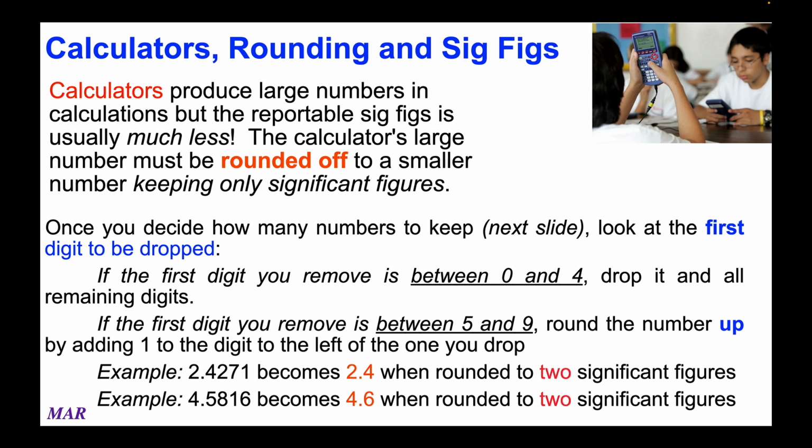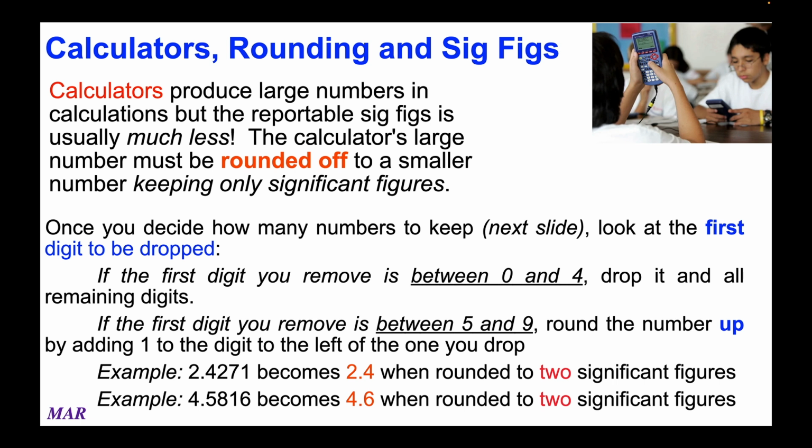So for example, 2.4271, if you want to cut it off after the 4, you look at the first digit to be dropped, which is a 2. And 2 is between 0 and 4, so you leave it alone. You would just call it 2.4. But the next one, 4.5816, if you want to drop it after the 5, look at the first digit to be dropped, which is the 8. 8 is between 5 and 9, so you want to round up. So your 4.5 becomes 4.6 when you round it up to 2 sig figs.